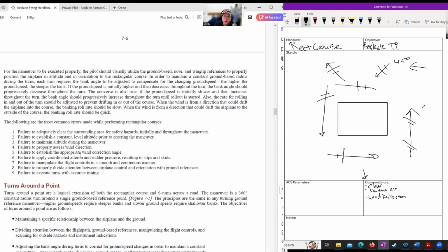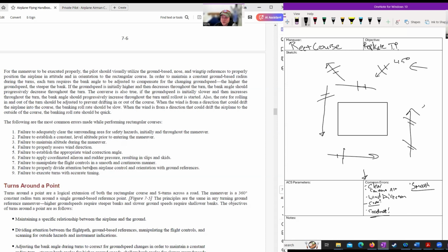Failure to establish the appropriate wind correction angle. So crab. You can actually write all these out, by the way. I'm just abbreviating. Failure to apply coordinated aileron and rudder pressure, resulting in slips and skids. Coordinate. Rudder. Failure to manipulate the flight controls in a smooth and continuous manner. Don't be jerky. Don't be yanking the controls all over the place. So smooth. Smooth operator.